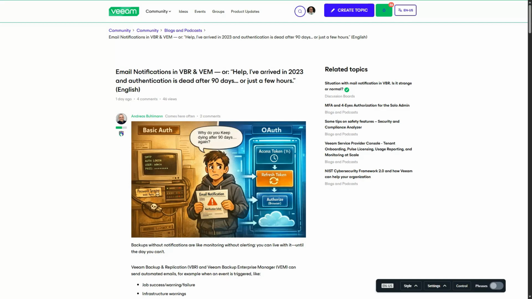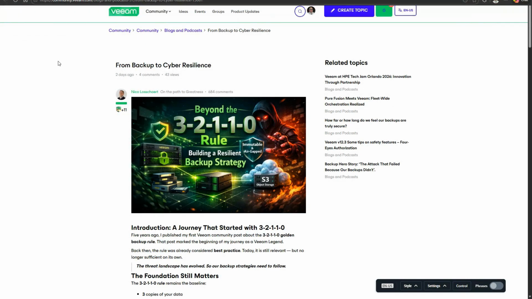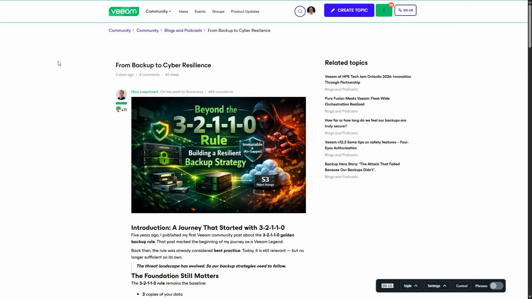So thank you, Andreas, for really outlining how these authorizations work. Good stuff. Yeah, totally. All right, next up is Nico with the 3-2-1-1 rule and some still awesome visualizations.